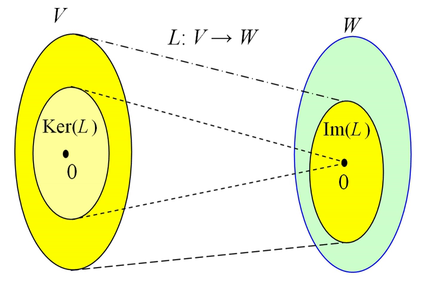In functional analysis. If V and W are topological vector spaces and W is finite-dimensional, then a linear operator L: V → W is continuous if and only if the kernel of L is a closed subspace of V.